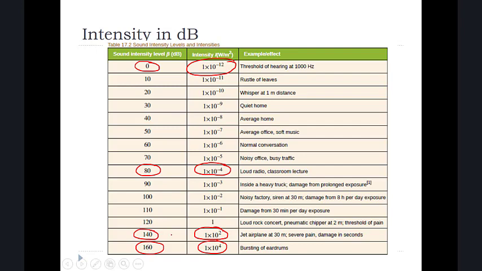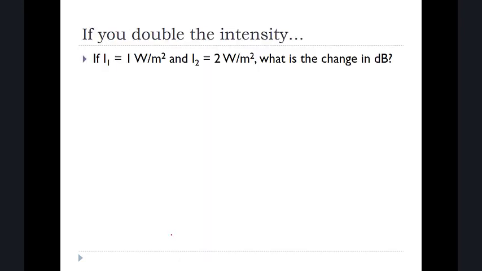Okay. Now, I know that you're cringing at this point. Logarithms are not something that you have done in a very, very long time and you don't remember. The next 2 slides are examples of working with logarithms. So the first one: what happens if we double the intensity? What is the change in dB if we double the intensity? So for this, I'm going from 1 watt per meter squared to 2 watts per meter squared. But it doesn't matter.